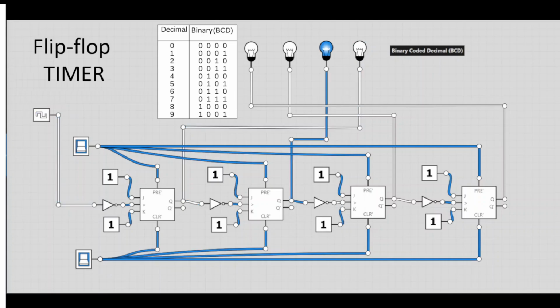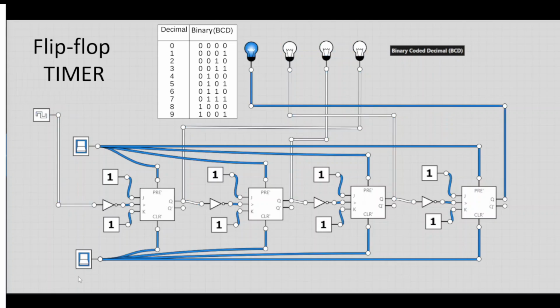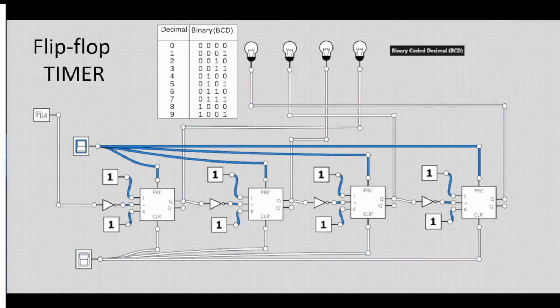Now I'm going to reset it and go through the whole thing yet again. So we can track it and count binary coded decimal just by using flip-flops. And this is how timers function on a digital basis. They're actually counting, keeping track based on latches within flip-flops according to a clock signal. And that clock signal is what allows us to keep track of the time.